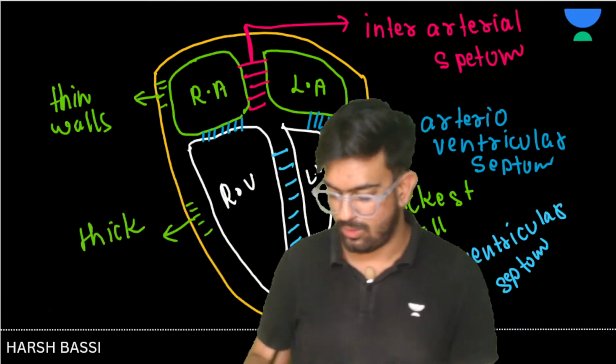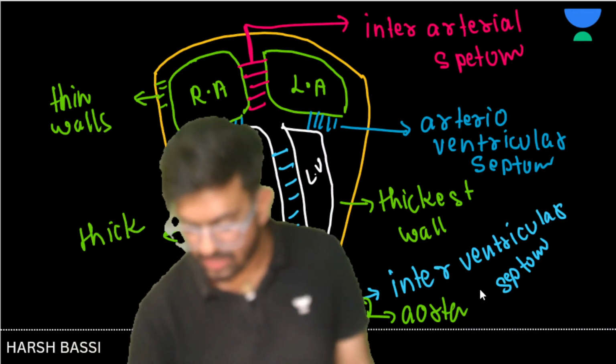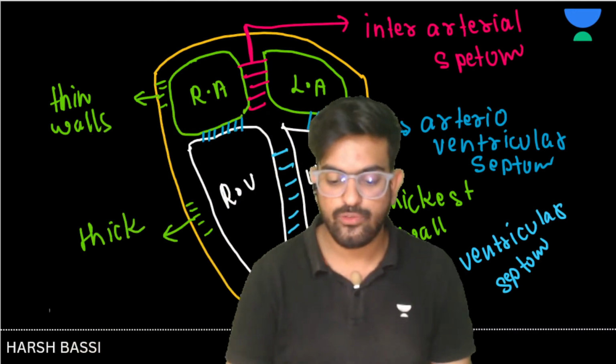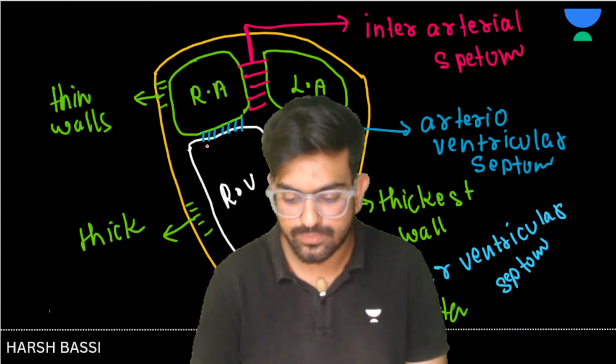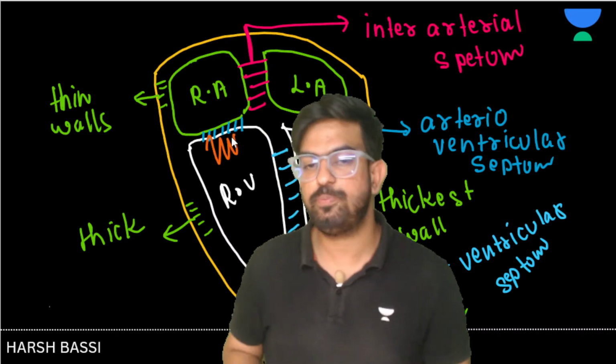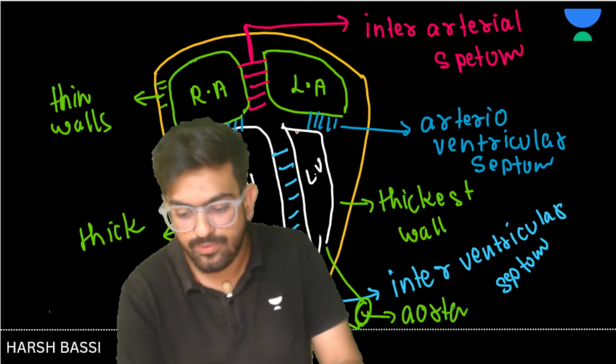Great. Chalo. Badhiya. Okay. Now see, I'm gonna tell you some more things. Here you remembered we had the tricuspid valve and bicuspid valve, right?